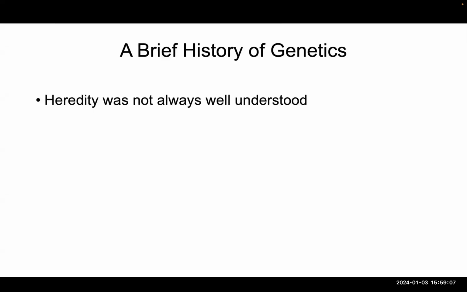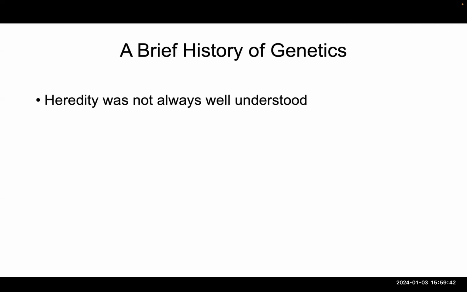And part of that is just to acknowledge that heredity was not always well understood by people. They knew that traits were obviously passed on, but there was a lot that was not known. So the whole thing about family resemblance, you don't have to be a scientist to know that there is family resemblance that happens. And that's something that people can notice. But how that happens is not well understood.